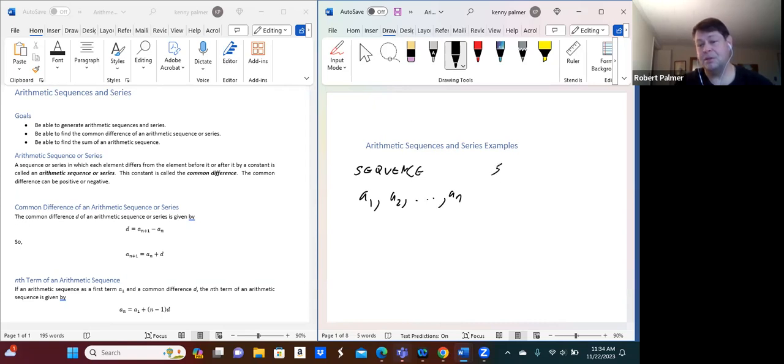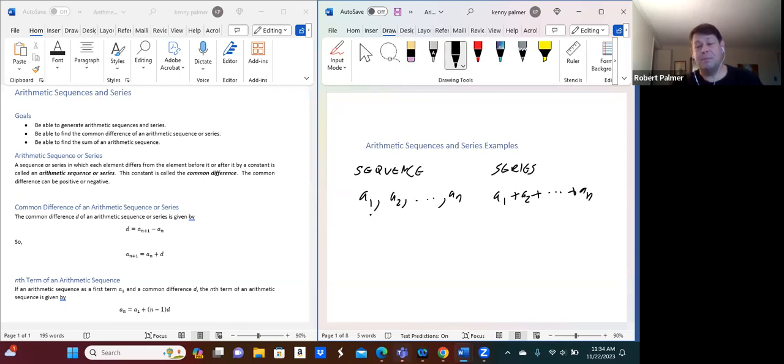Then a series is where we take those numbers and add them together. So A1 plus A2 all the way to the last one, which we're going to call AN. That's where to stop. Or they could also go on forever, but if we stop right here, remember this just means continues.